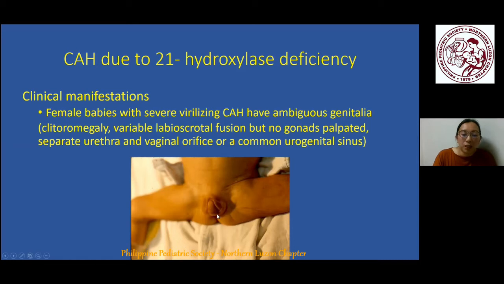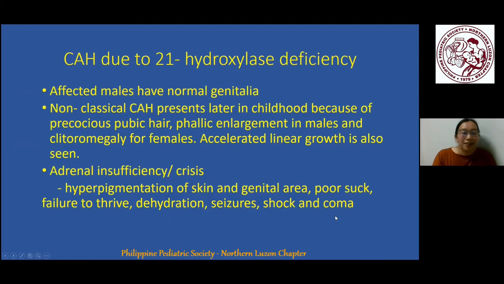And if you lift the phallic structure, you might see two openings, that of the vagina and that of the urethra. The urethra will present as a hypospadias in most cases. Affected males have normal genitalia. Non-classical CAH presents later in childhood because of precocious pubic hair. There is phallic enlargement in males and clitoromegaly in females. There will also be accelerated linear growth.